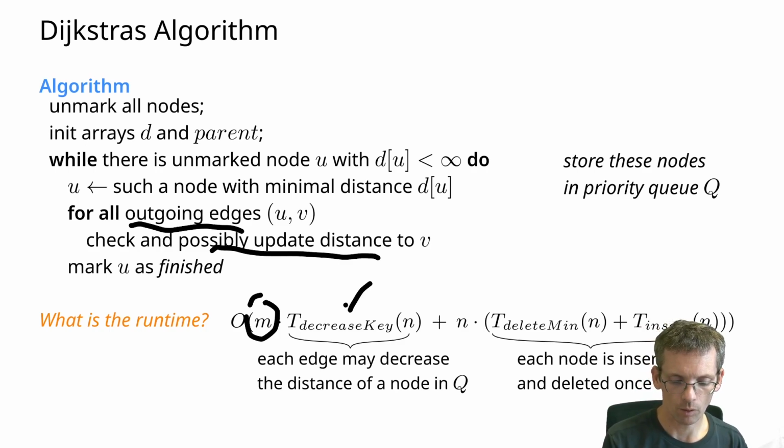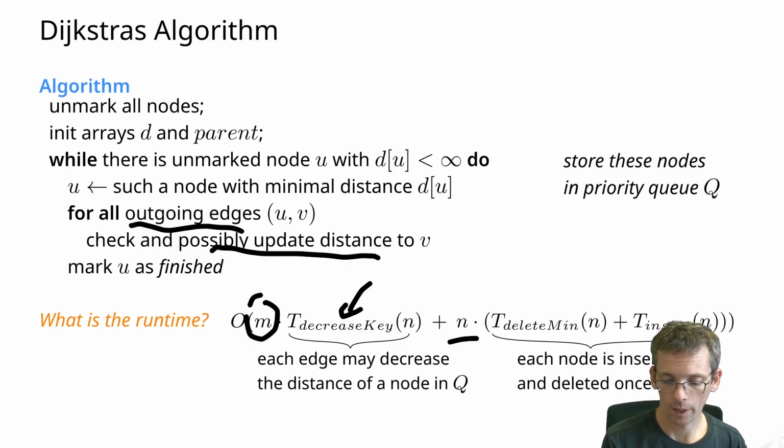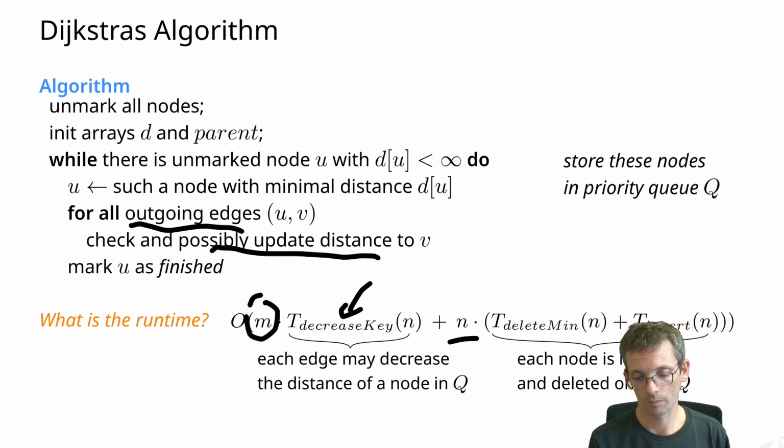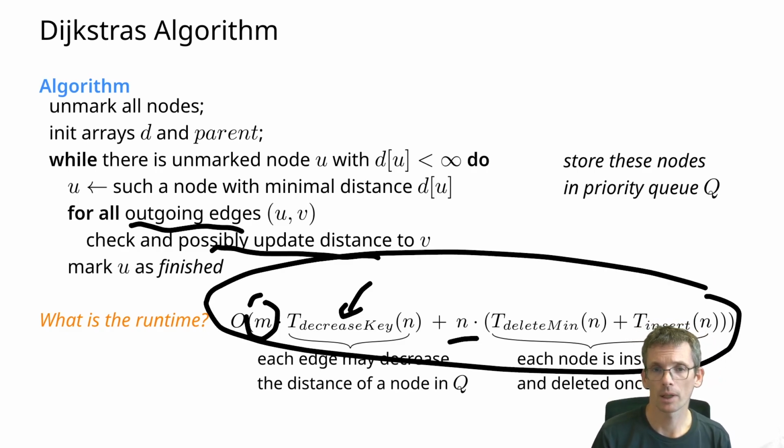So whatever that operation takes for my priority queue, so the time to decrease a key, and then n times I'm going to take an element out of the priority queue. And I also insert my elements at some point into the priority queue. So I have n times delete min and insert. So what this expression gives us depends on what implementation, so what data structure we use for our priority queue.